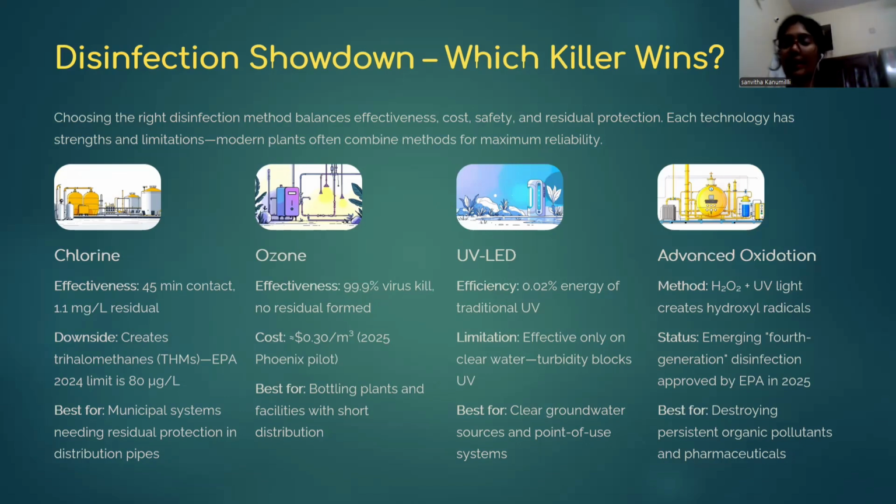And coming to UV light, efficiency is 0.02% energy of traditional UV, and the limitation is it is effective only on clear water. Turbidity blocks UV, and it is best for clear groundwater sources and point-of-use systems.